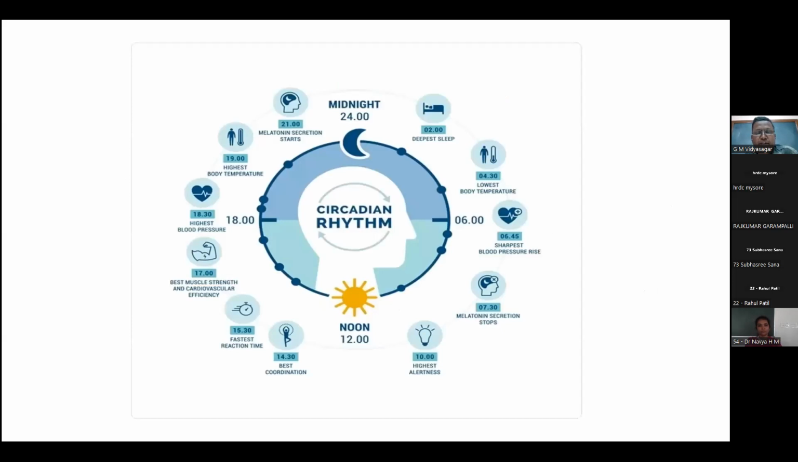This is another very important thing which we follow, the circadian rhythm. In the circadian rhythm, in our biological cycle, we have different hours, and our system responds to the rhythm in different ways.